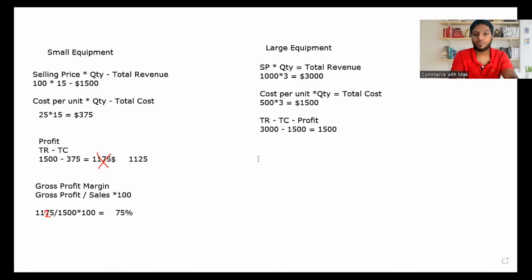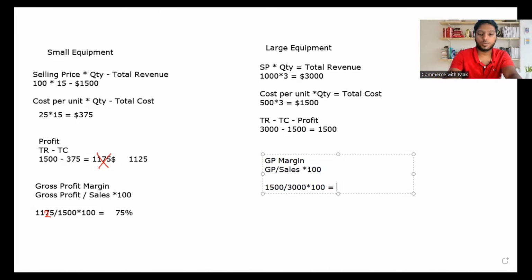So here also I can find the gross profit margin. As you already know the formula, I'm going to apply GP divided by sales into 100. So GP is gross profit. Gross profit is 1500 divided by 3000 into 100, which will give me a value of 50%. So from this we understand that investing in small equipment and time investment on this is a good thing, because they are giving a good return.